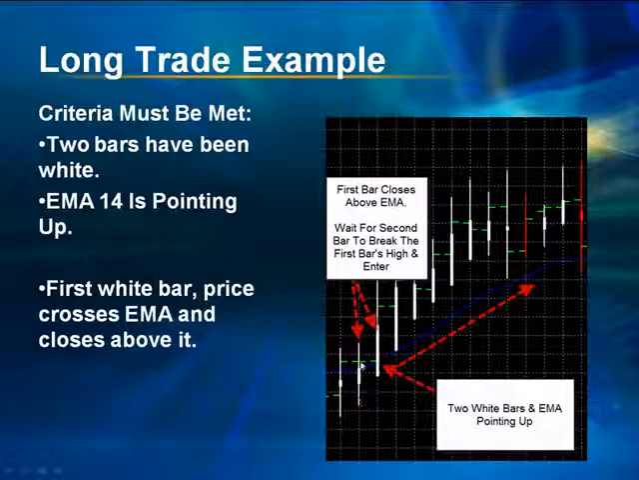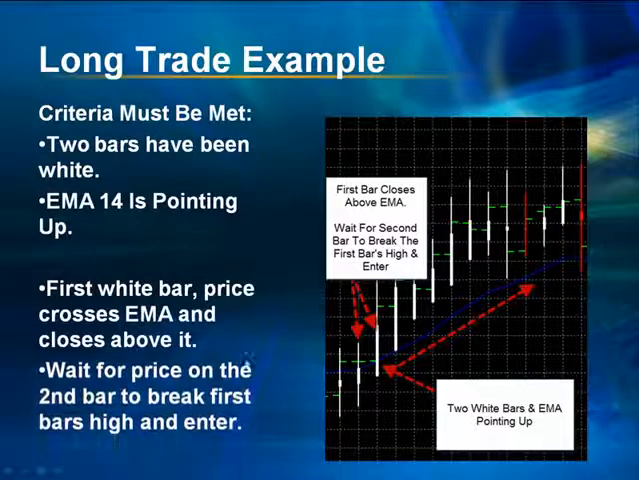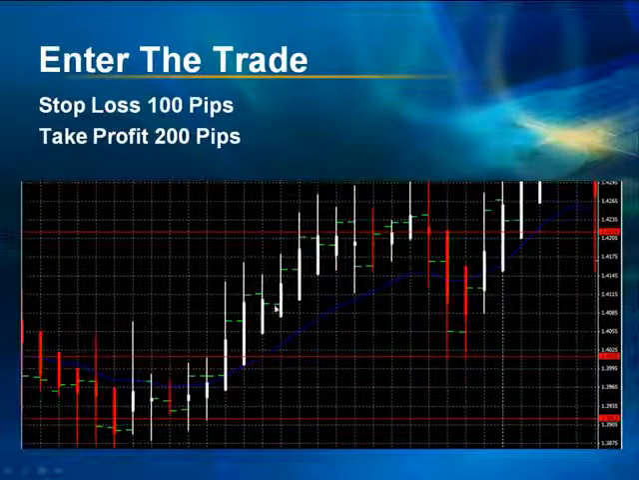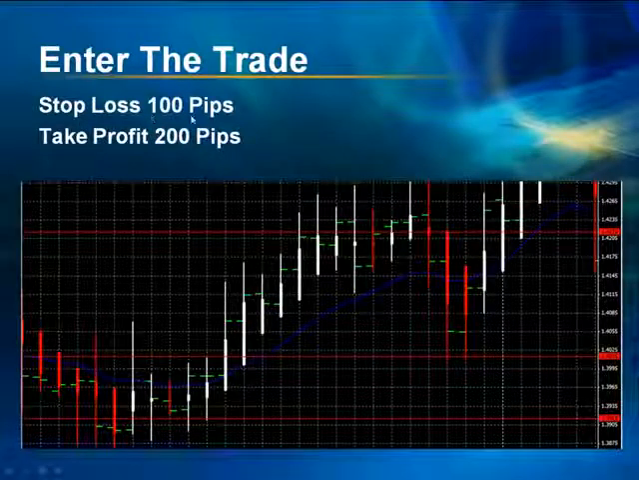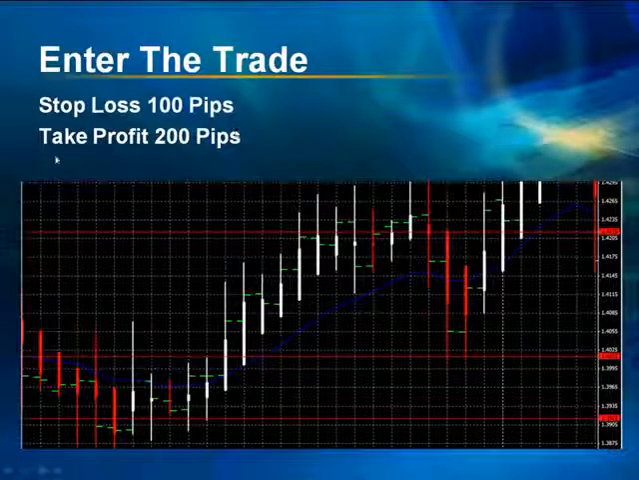The first bar has crossed over the EMA and the price has closed above it. And then we wait for the price to break through the high point of that first bar with the second bar, which happened here. And at that point we enter the trade. Once we're in the trade, we set a stop loss to 100 pips and we set a take profit to 200 pips.